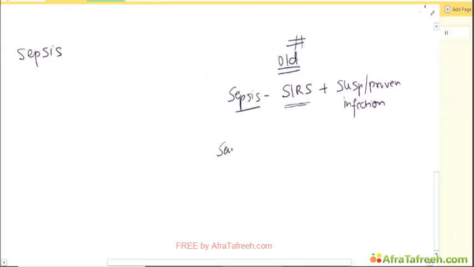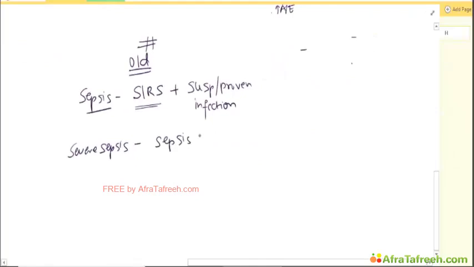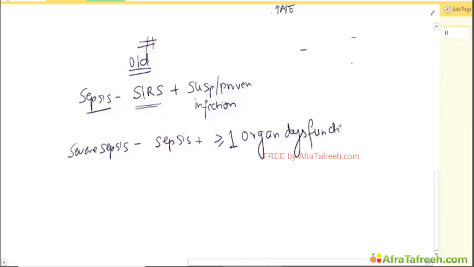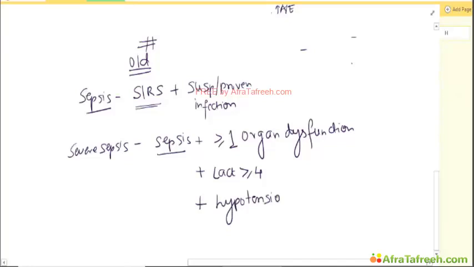There's something called severe sepsis, which included sepsis plus one or more organ dysfunction, or sepsis plus lactate more than 4, or sepsis plus hypotension responsive to fluids, right?